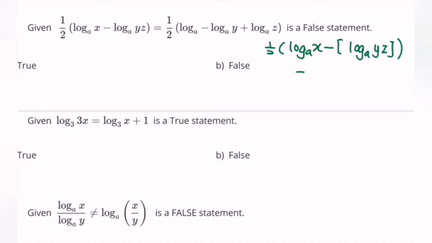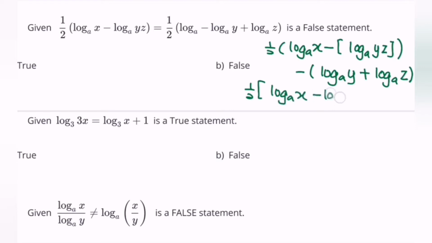So negative bracket where we have log base a y plus log base a z. If we expand the situation, we will have 1 over 2 bracket log base a x minus log base a y minus log base a z for the left hand side. So kindly compare the situation to the right hand side.